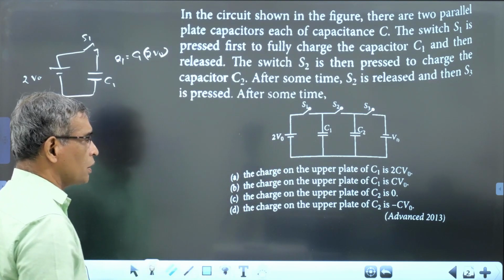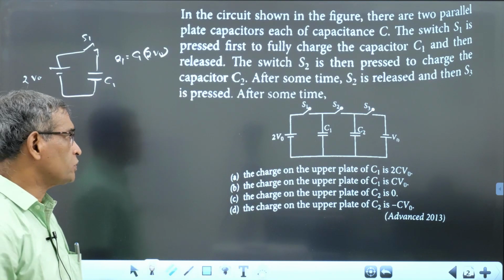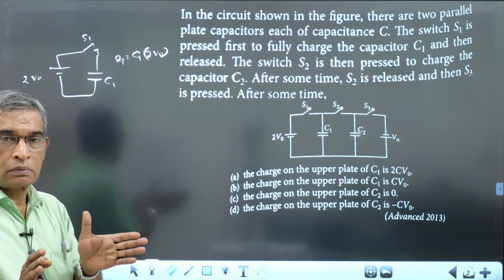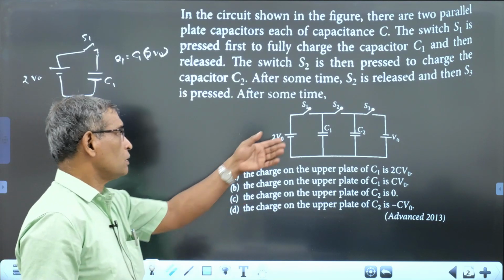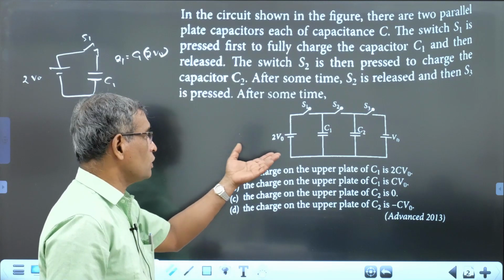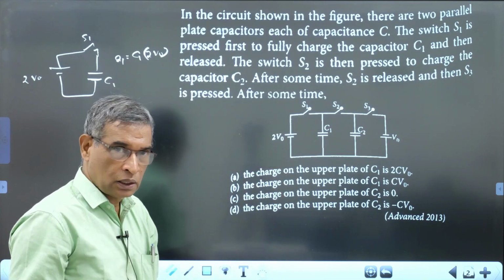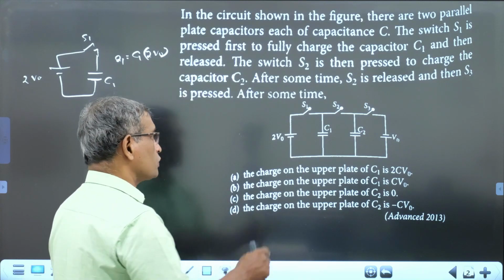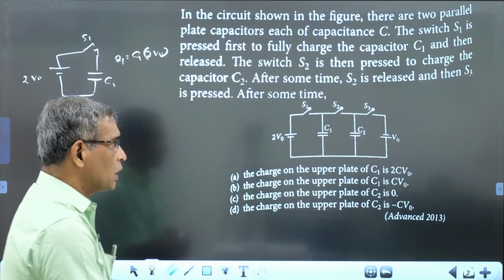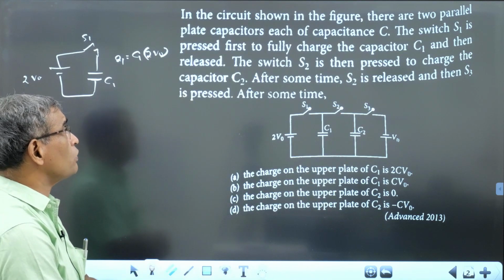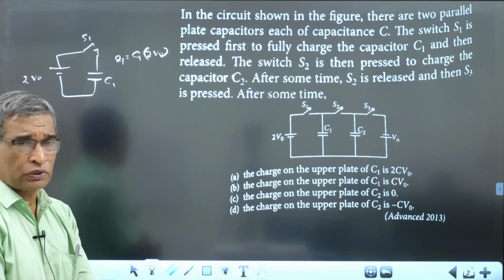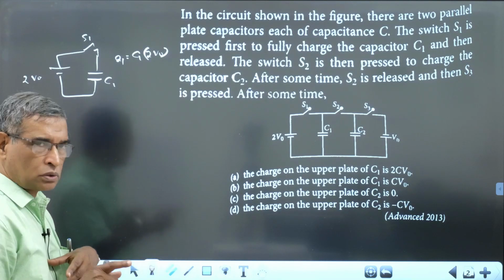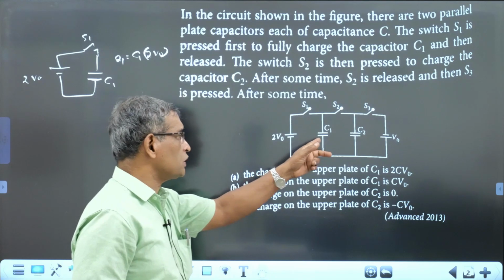Now we are going to release S1. Therefore, the charged capacitor C1 is isolated. We are releasing S1, and therefore C1 is fully charged and isolated, so the charge remains the same. Now we are pressing S2. On pressing S2, what is going to happen? The capacitors are identical, with the same capacity. Then when S2 is closed, this fully charged capacitor will share its charge with C2.